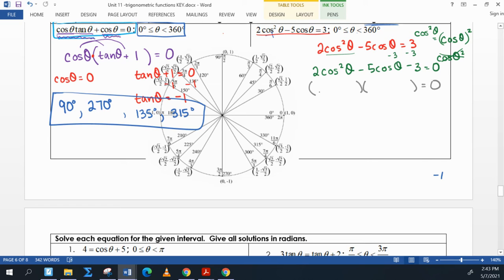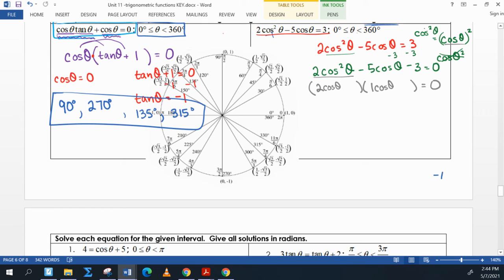Basically, we're going to make it so our first terms multiply to that first term, 2 times the cosine squared theta. And 2 is a nice number because the only numbers that multiply to 2 are 2 and 1. So those are the numbers we're going to plug in. Remember, cosine squared theta is just cosine theta multiplied by itself, so we're going to give each of these a cosine theta. That way, when we multiply them together, it gives us that cosine squared right there.